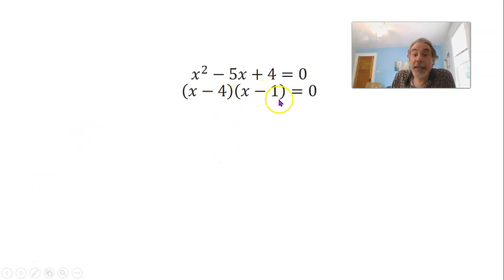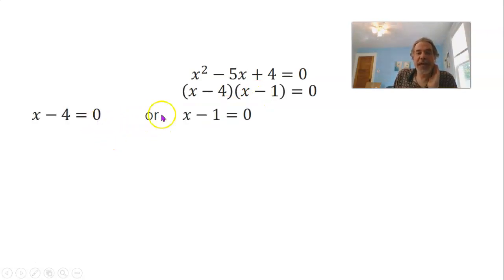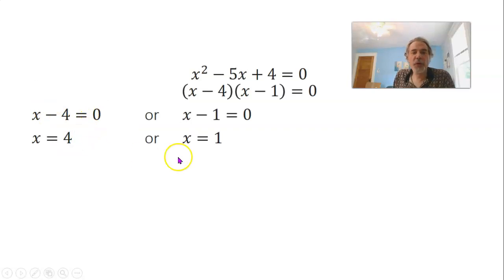And now that this is factored, remember what happens next? We take each individual factor and set it equal to 0. So x minus 4 equals 0, or x minus 1 equals 0. And then we solve each of these dinky, simple little equations. Add 4 to both sides, we get x equals 4. On this one, add 1 to both sides, x equals 1.